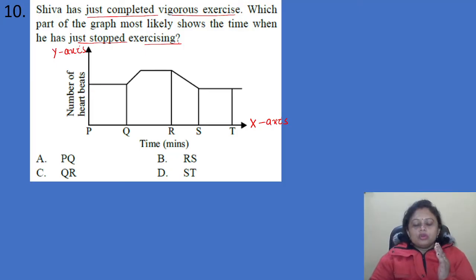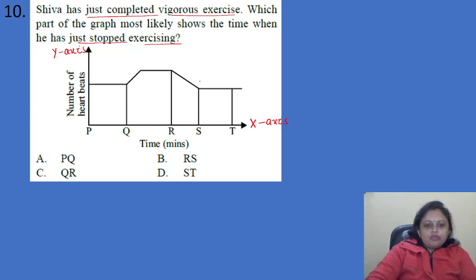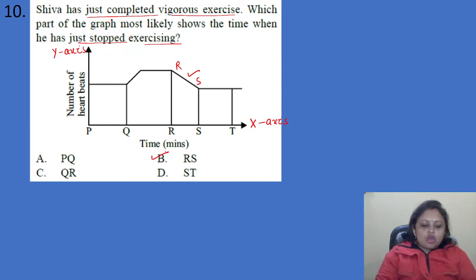Under normal condition, heartbeat is normal. But when we perform any exercise, any work, our heartbeat increases. And if we suddenly stop doing that exercise, our heartbeat starts decreasing. So we have to find the part of the graph showing the decrease in number of beats, and that is here, that is R. So the correct answer is option B, that is RS.